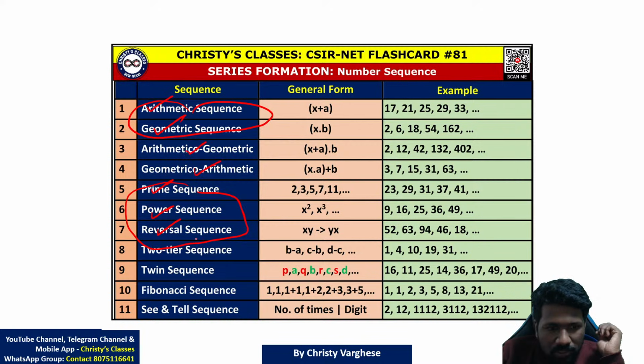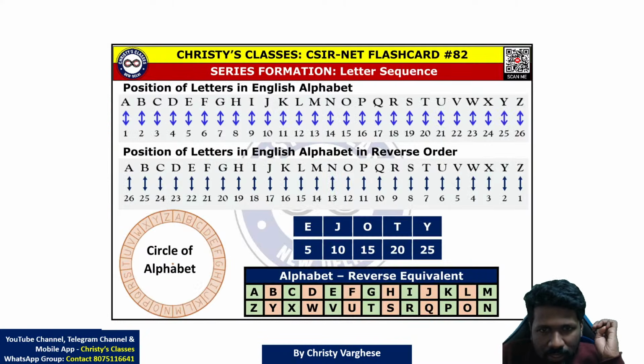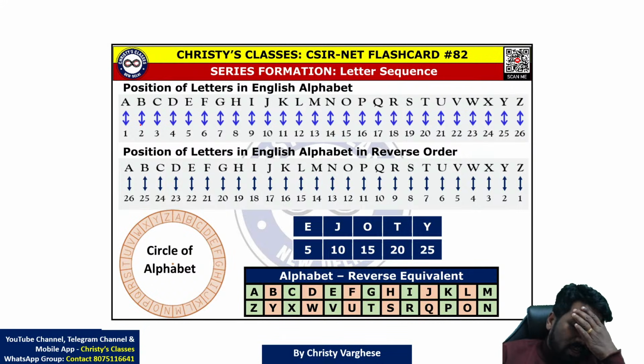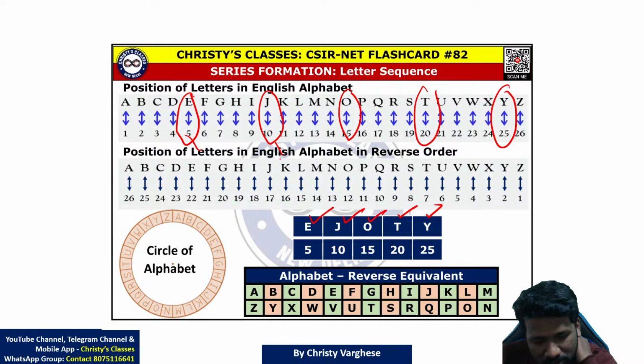उसका derived sequence है ये sequences. Go through this flashcard, you will get an idea. Then letter sequence is also important. Letter sequence में A to Z English alphabet का order important है, and their position also. For example, E is 5th position, J is 10th position, O is 15th position, T is 20th position, Y is 25th position. That is called EJOT code. I am only taking multiples of 5 so that it is relatable.